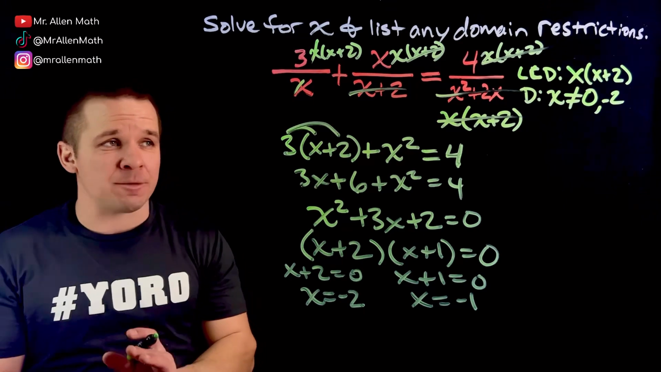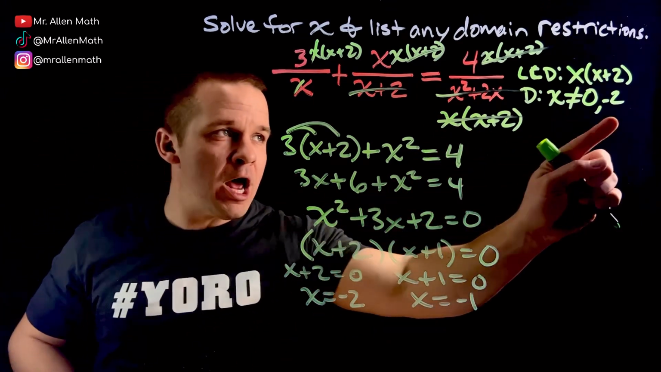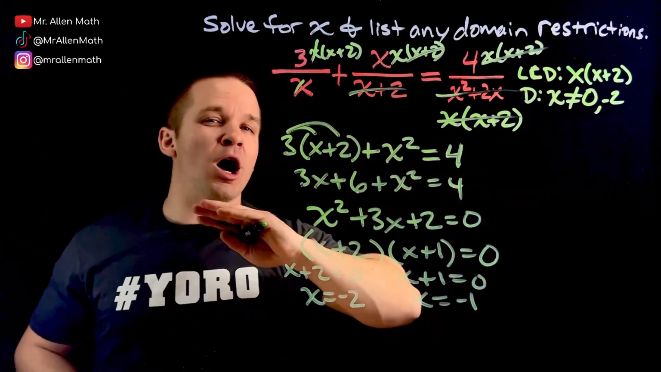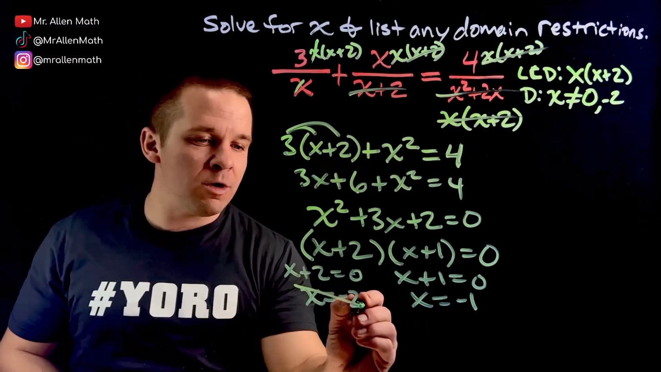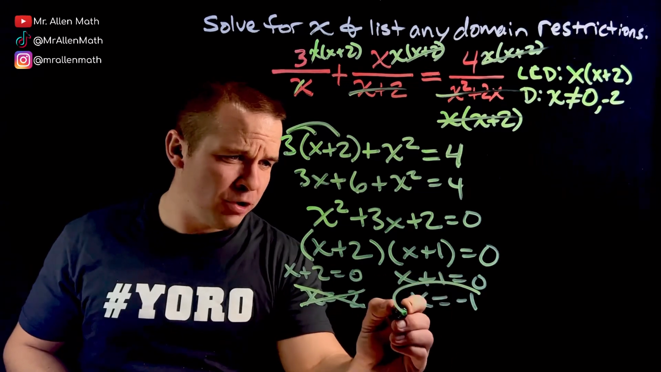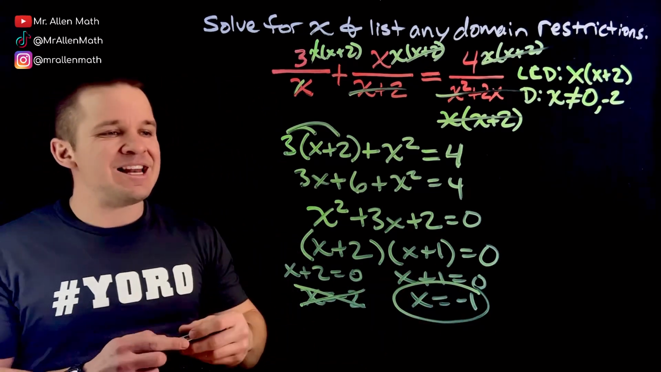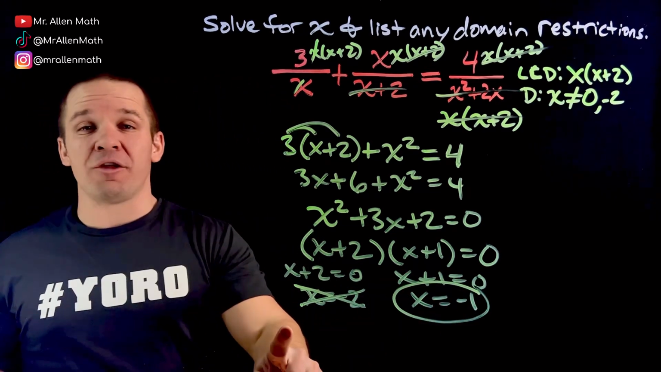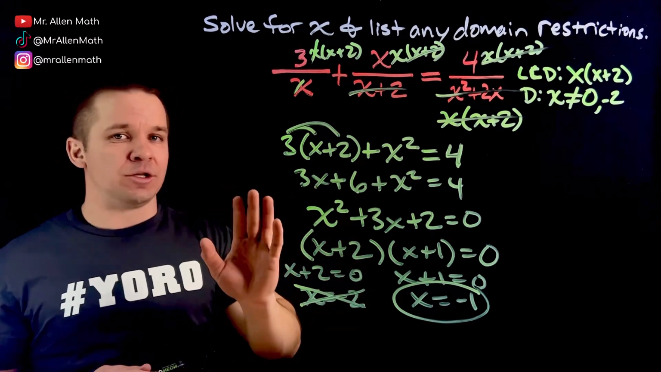Before I circle these, I have to check my domain restrictions, which are right over here. 0 and -2 are no-goes. -2 would make my denominator equal 0, both these bad boys right here. So my only solution is x equals -1. This is what's called an extraneous solution.